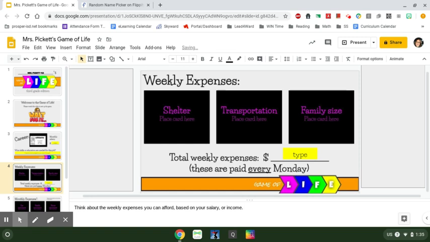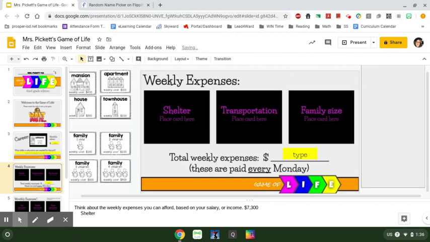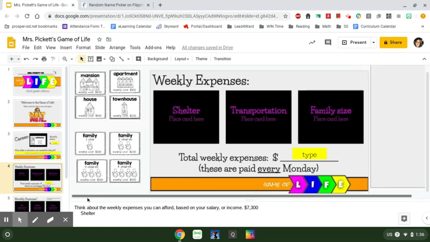I'm going to type in here, you don't have to. You might want to write this down on a piece of paper, but I'm going to keep in mind that my monthly salary is $7,300. Yours is probably going to be different, but I have to keep this in mind. Okay, I'm going to write in here shelter. As I'm thinking of choosing my shelter, I have to remember, I just deleted that box there.